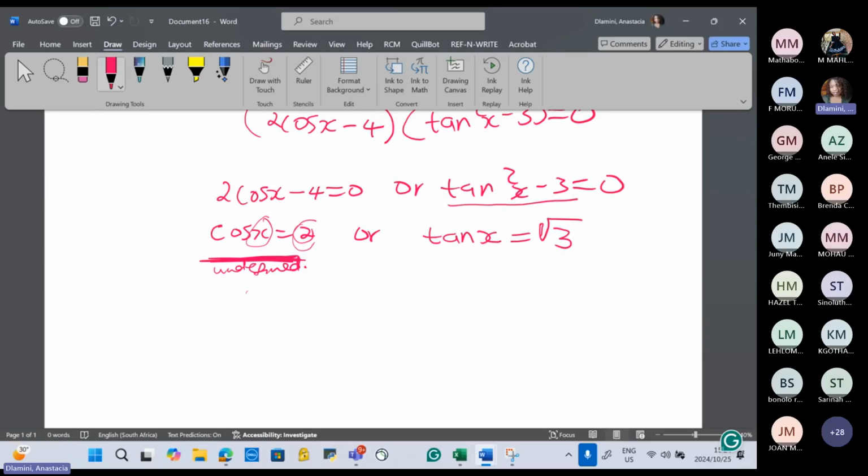We have tan squared x minus 3 is equals to 0. Tan x is equals to the root of 3. Is that true? No, ma'am. What is it supposed to be? I think it's not correct because x was not squared on top. It was squared. Tan squared x. Yeah, it's squared. Tan squared x is equals to 3. So tan x is equals to plus or minus root 3. Thank you.